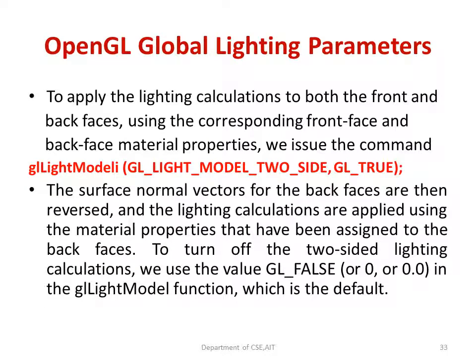The lighting properties are usually applied only for the front faces. But suppose you want to apply for both the front face as well as the back face, then we can make use of this GL light model I, GL light model two side. Then we will be having the effect on the front face as well as the back face. Suppose you want to turn off the two-sided lighting, then we can make use of the GL false. If you make use of the GL false, you are going to reverse the effect.